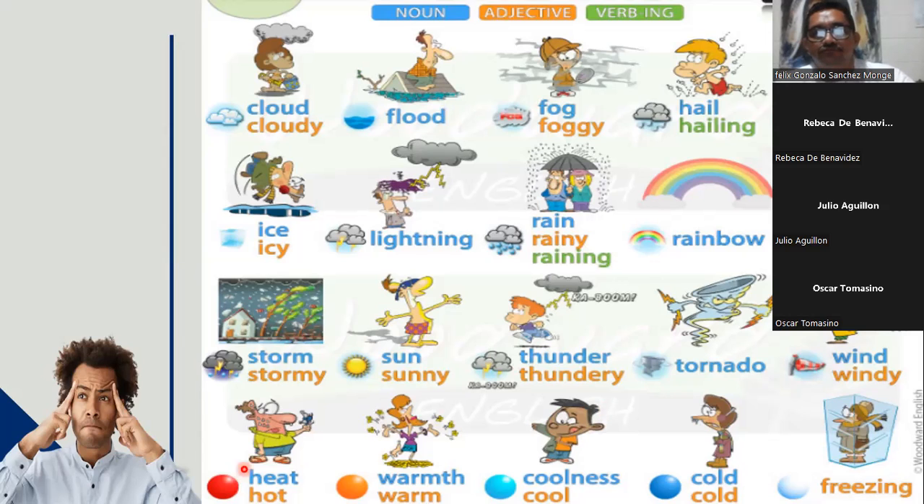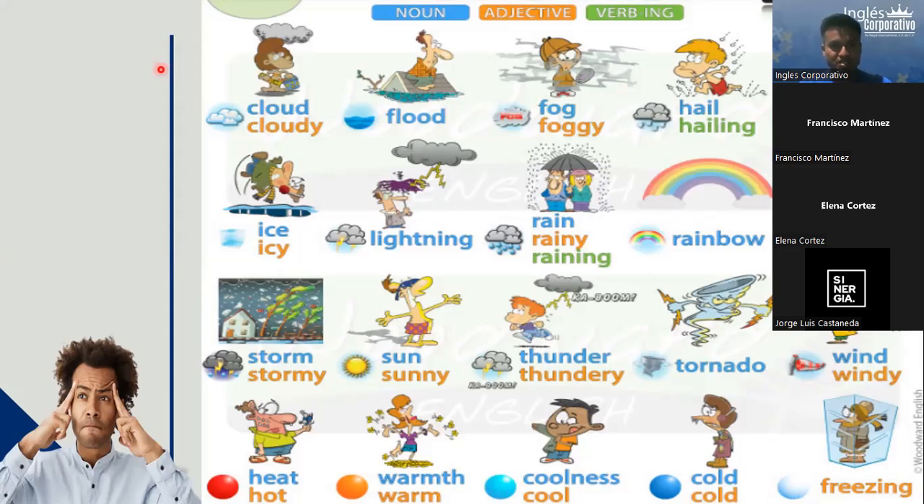So heat, calor, and hot, caliente. Warmth, cálido, warm, calidez. Coolness, helado, cool, un poco cálido o bien o bueno. Cold, frío, and cold is frío. This one is the same. Freezing. Freezing es congelado, es como haciendo mucho frío, like freezing. That's pretty much it.